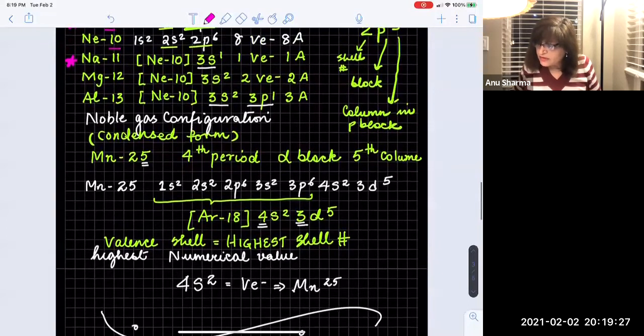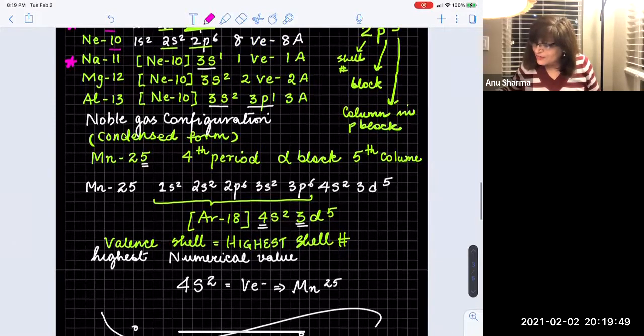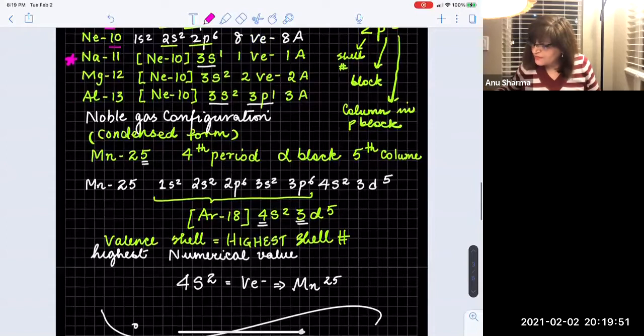So look at the neon. Neon is 1s2, 2s2, 2p6. P is filled, 2p6. 8 valence electrons. 8 valence electrons are 2s2 and 2p6. Okay, so I've explained it a little bit more easily, I think, like I'm not rushing in my previous lecture on this. So you can watch the video on that one also.